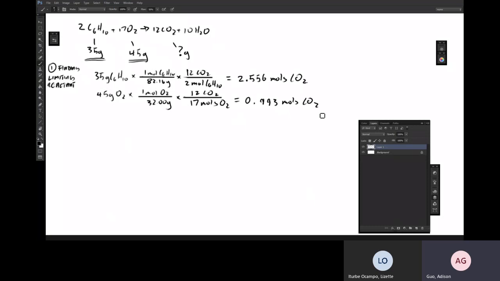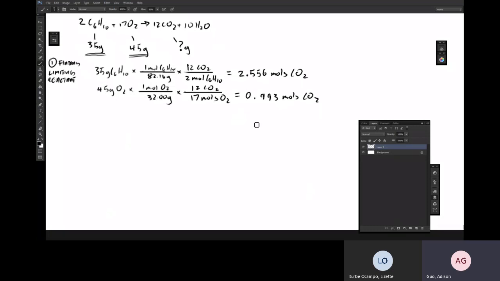Okay, so this is what you have to do for finding the limiting reactant. You have to turn both of these into the same thing so you can compare them. So in this case, I turned the 35 grams of C6H10 into moles of CO2. And I did the same with the oxygen. Basically, I just wanted to turn them into the exact same thing so I can compare them: moles of CO2. If we look over here, this number is smaller. This means if we use up all the 45 grams of the O2, we're going to produce this many moles of CO2. And this means if we use up 35 grams of that, we're going to produce 2.556 moles of the CO2.